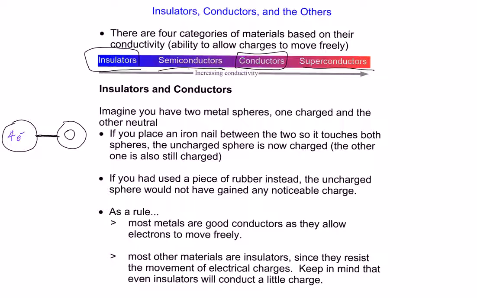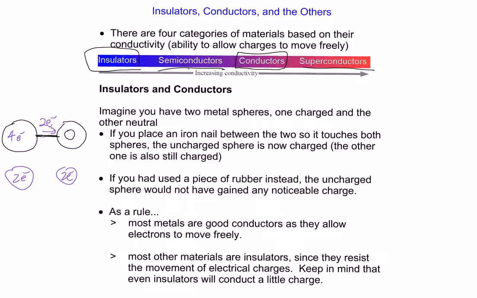In the first one, we touch the two spheres together with an iron metal. Because the iron is a conductor, we should get 2 of the electrons moving to balance things out. So we then would end up with 2 electrons in each metal sphere. Okay, so they'd each have a net charge of -2.